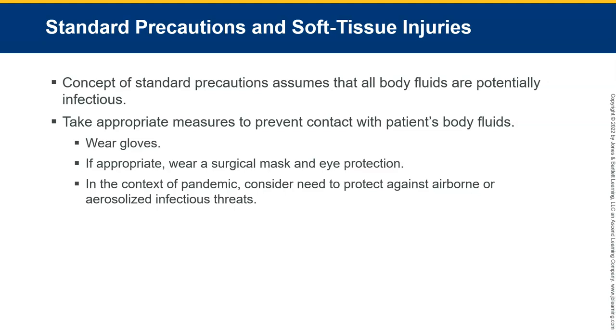Now, standard precautions in soft tissue injury. The concept of standard precautions assumes that all body fluids are potentially infectious. If I haven't said it yet, I'll say it now: we treat every single person like they're sick. And in the event that we run into somebody that is, we'll be prepared. What I mean by that is we're going to have gloves on all the time. We're going to do the right things all the time.